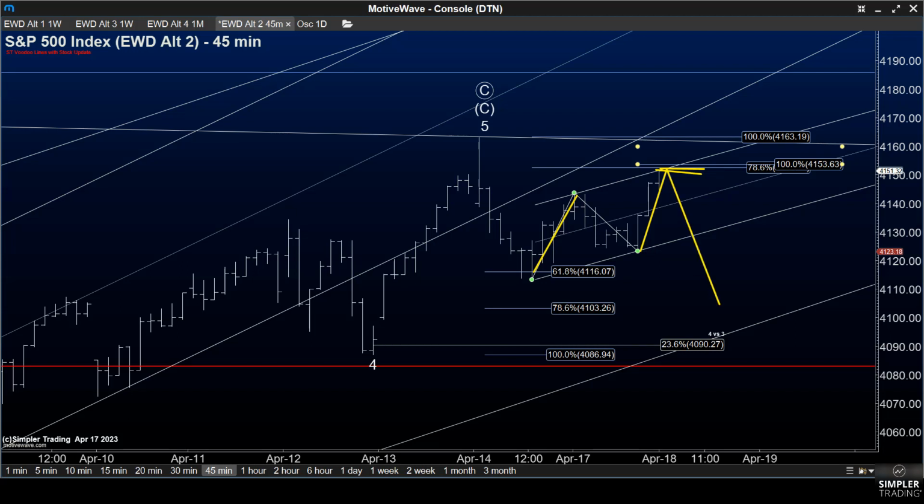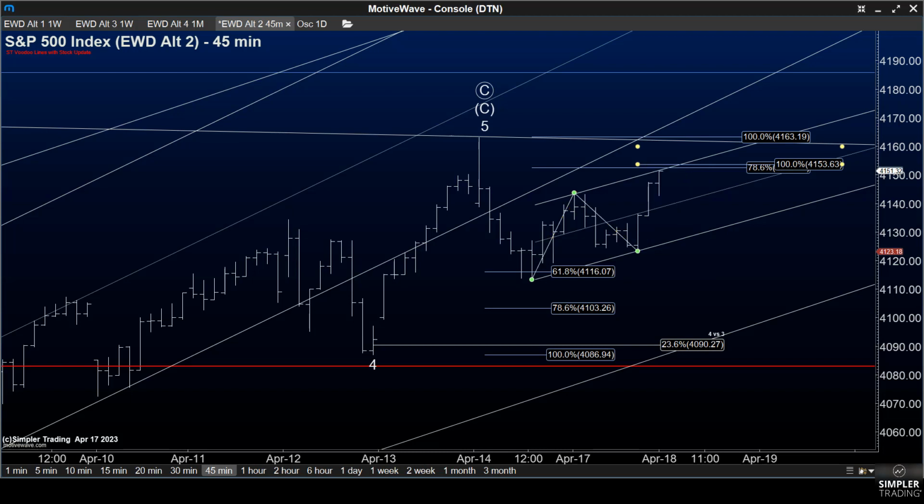You can also do this on your own, but I'm pretty sure that this bounce right here is a 161.8% external retrace of this move down. That gives you a third spot that says, if we're going to turn down, this is the spot. It doesn't mean we need to turn down from here.